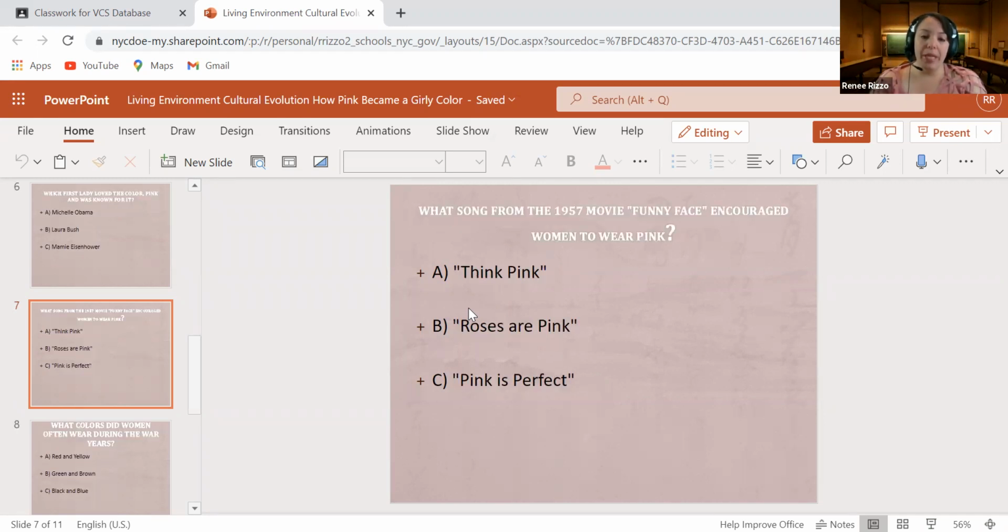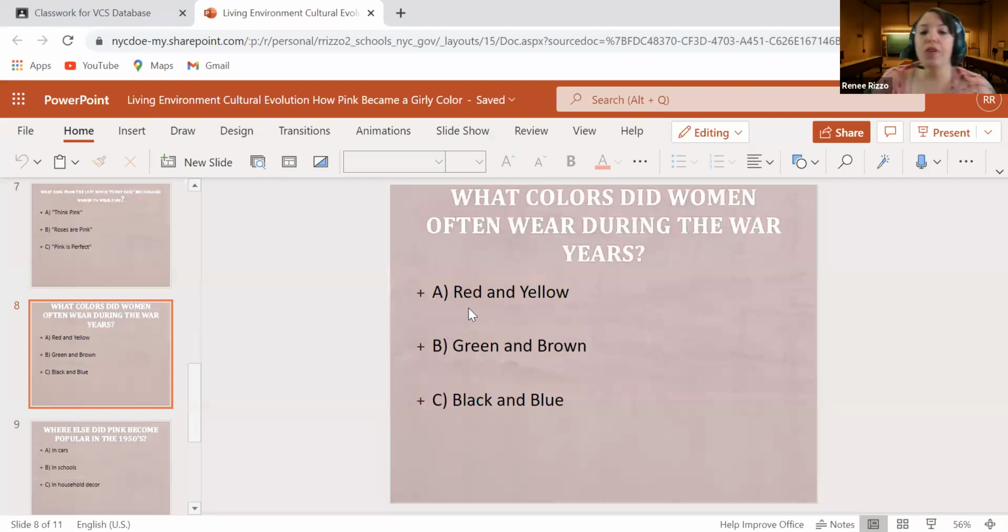What song from the 1957 movie Funny Face encouraged women to wear pink? A. Think Pink. B. Roses are pink. Or C. Pink is perfect. So the correct answer taken directly from the video is A. Think Pink. So, for the previous two questions, if students did not get those answers correctly, I would definitely go back to the video and review because they were taken directly from the video.